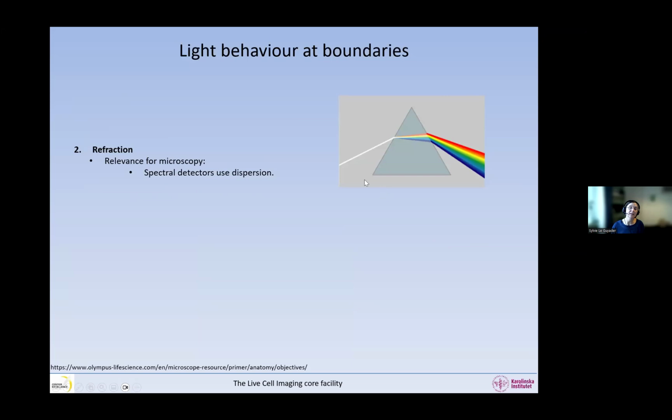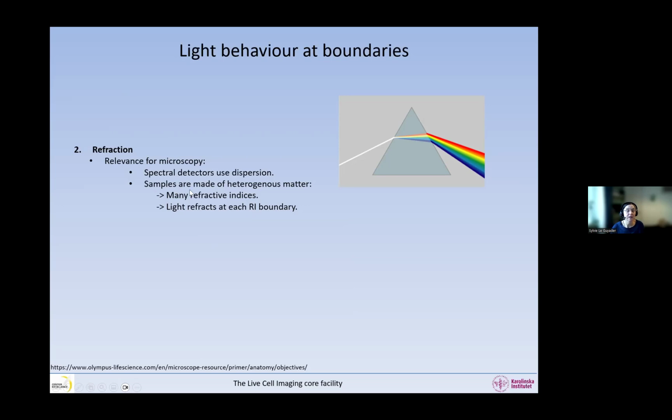And that is very relevant for microscopy because we use this in spectral detectors, either using a glass prism or using a grating, which has the same effect. But basically, we're using the fact that light can refract to disperse the light and see the different colors separately, then we can image them separately. So very useful for microscopy.